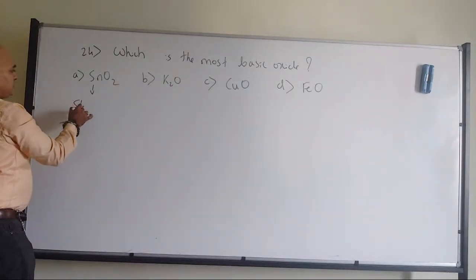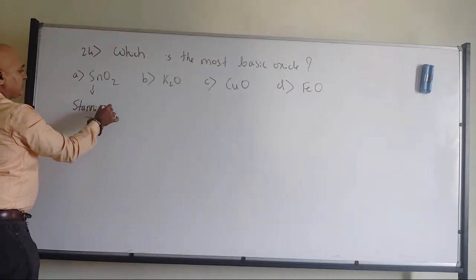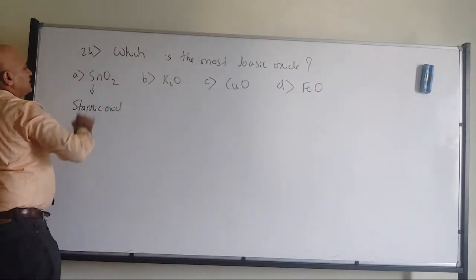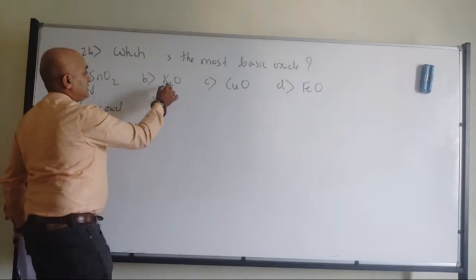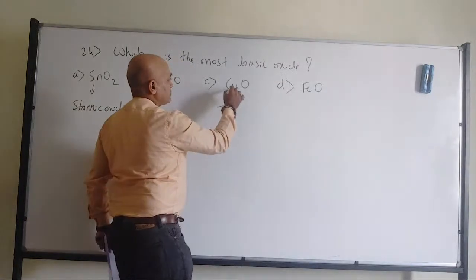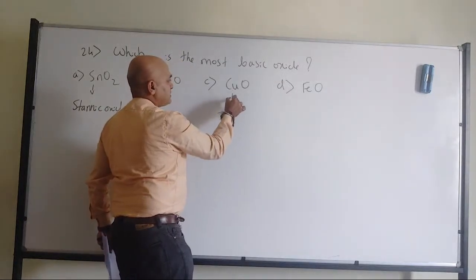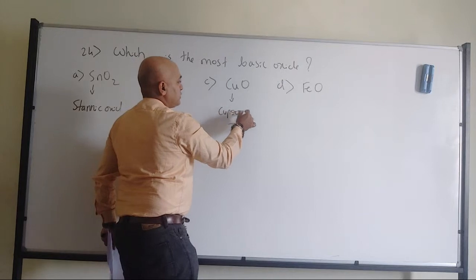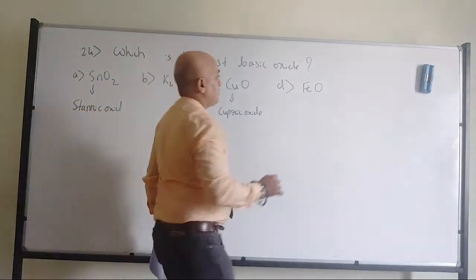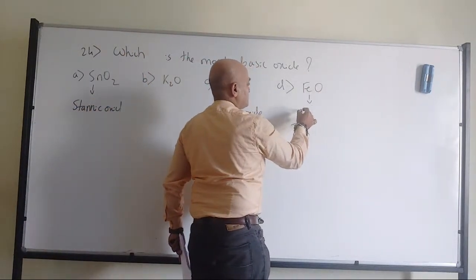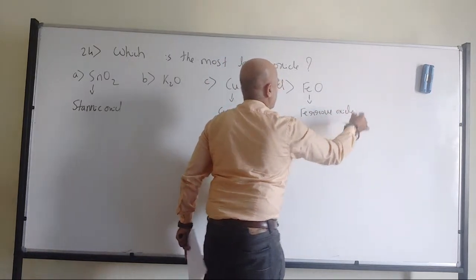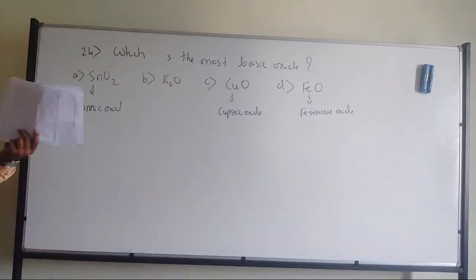For your information, this is stannic oxide, where tin has a +4 oxidation state. This is potassium oxide. Potassium is +1, and oxide is always -2. Here copper has a +2 charge, so it is cupric oxide. It's not cuprous; cuprous would be Cu2O, just like potassium oxide. Since the iron ion is +2, it is ferrous oxide. So that's where we have the oxides.